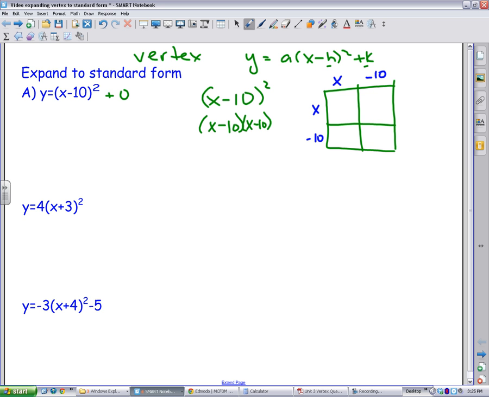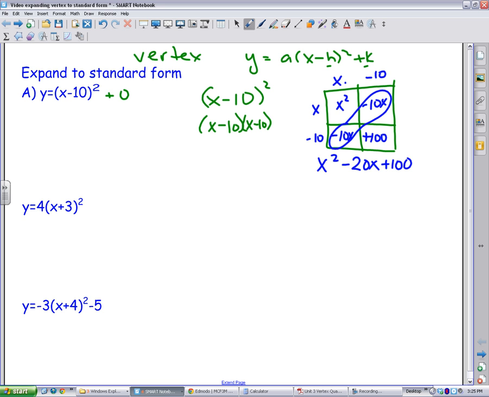Multiplying through each row, I have x times x is x squared. x times negative 10 is negative 10x. Negative 10 times x is negative 10x, and negative 10 times negative 10 is positive 100. So these two are like terms, so I wind up with x squared minus 20x plus 100.